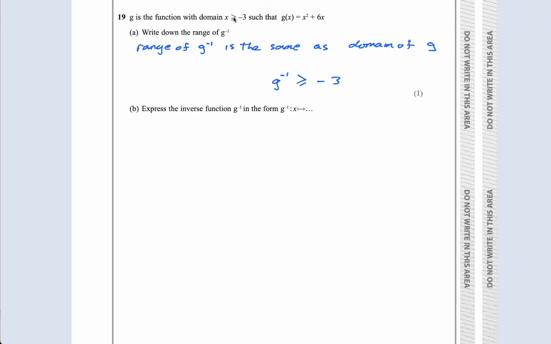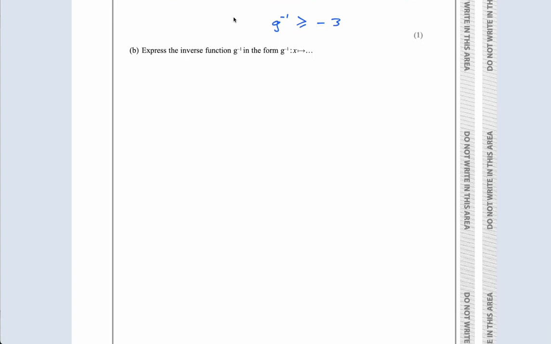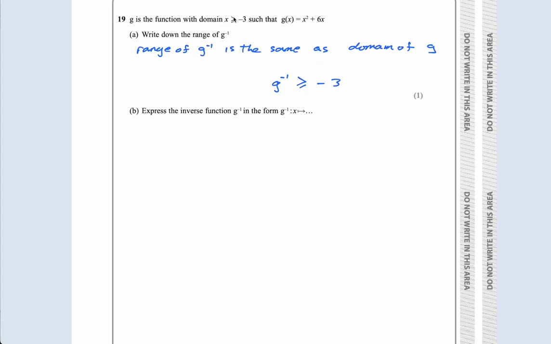Express the inverse function g minus 1 in this form, right? So this, guys, is one of those not nice inverse functions. It's 4 marks. It's not nice because it's a quadratic, and the only way to get the inverse of the quadratic is to complete the square, which, let's face it, no one likes doing. So this is x squared plus 6x. To complete the square, I need to half this. So it's x plus 3. If you don't know how to complete the square, guys, ask your teacher to show you, because you won't understand it in this one example here. But this is how you do it.